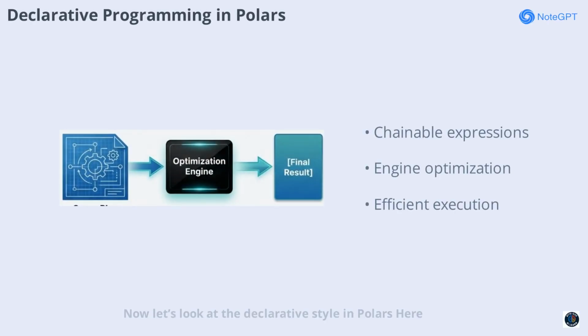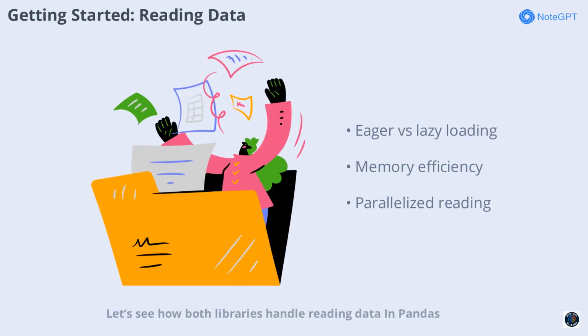Now let's look at the declarative style in Polars. Here you describe what you want. For example, the total commission per department for sales over 1,000. The code chains together expressions and the engine optimizes the entire plan at once. You don't worry about intermediate steps or objects. This approach is not only more concise but also allows Polars to execute the workflow in the most efficient way possible, often in parallel.